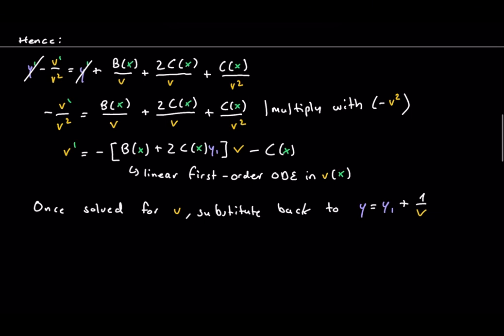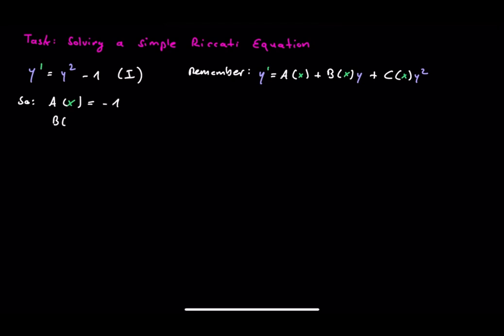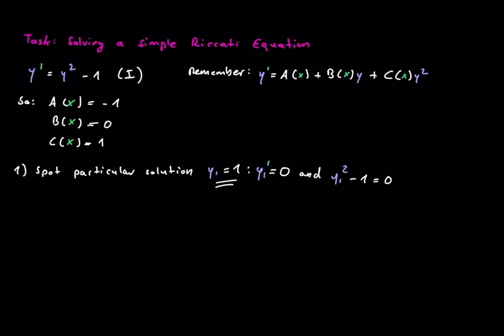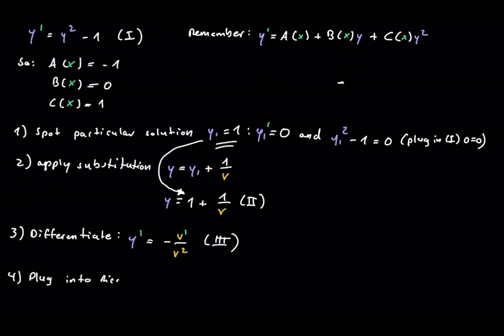Now, let's see the method in action with an example. We'll solve y prime equals y squared minus 1. Here, a of x equals negative 1, b of x equals 0, and c of x equals 1. We can spot that y equals 1 is a particular solution since plugging it in gives 0 on both sides. Now apply our substitution y equals 1 plus 1 over v. Differentiate to get y prime equals negative v prime over v squared. Plug this into the Riccati equation, y prime equals y squared minus 1.